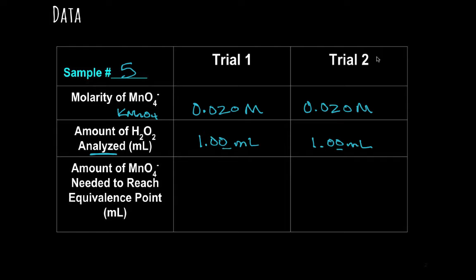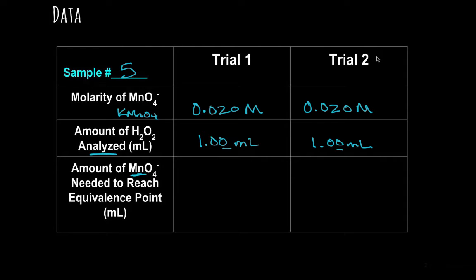So then this third piece of information is how much of that permanganate did you need to reach the equivalence point? How much did you need to add to that hydrogen peroxide that was in the flask at the bottom to get that really, really pale pink color? Because like we talked about, the permanganate ion is changing oxidation states from a +7, which is that deep purple color, to a +2, which is that real light pink color. So this is how much you added to get it to change that color.